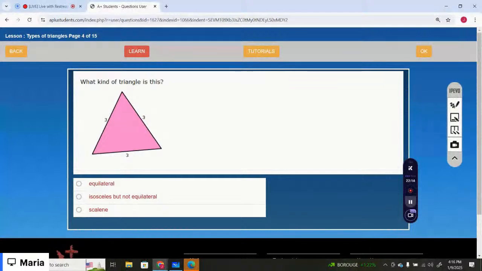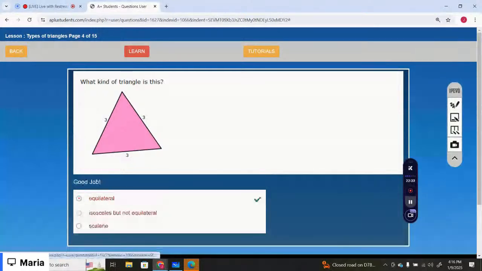What kind of triangle is this? This is the equilateral triangle because all the side lengths are exactly equal. So that is the equilateral triangle. Option number one is the correct option.